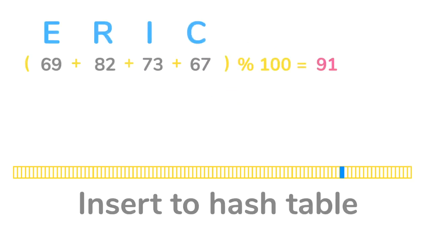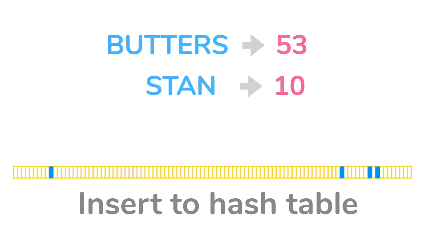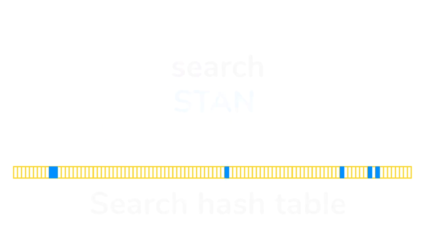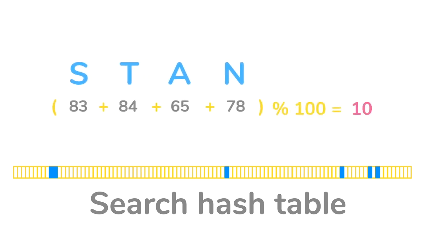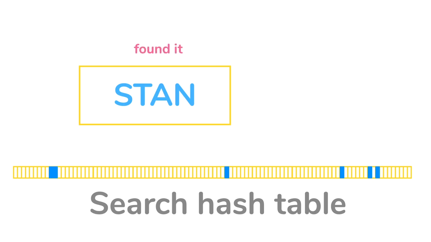And we're going to put Eric into the hash function and get 91 and store it. And we're also going to insert Butters, Stan, and Kyle in the same way. And when you're trying to find a word, let's say we want to find Stan. We would put Stan into the hash function, get the hash code, and easily search it in the hash table. This sounds perfect, right? This seems like the best data structure ever.